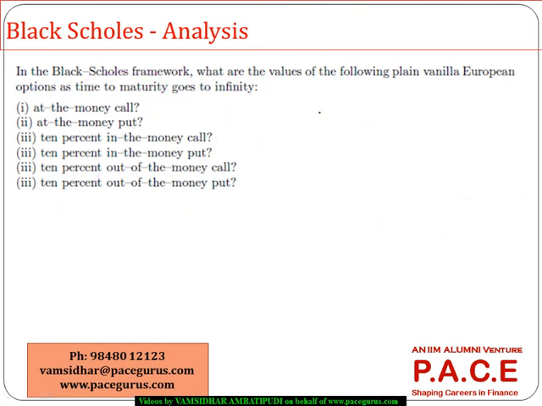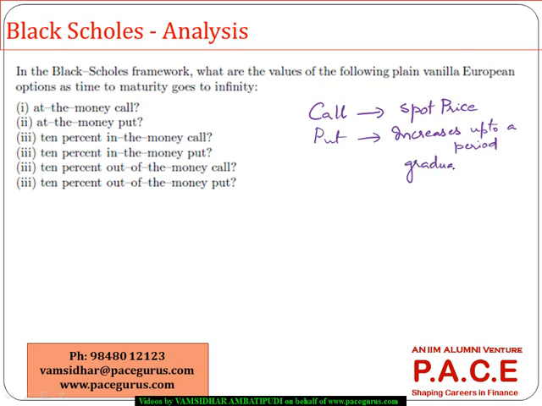Just as a simple summary, as the time to maturity goes to infinite, in case of a call, the value of the call option typically approaches the spot price, whereas in case of a put, it increases up to a certain period and after that gradually falls to 0. So it approaches 0 as the time to maturity goes to infinite.